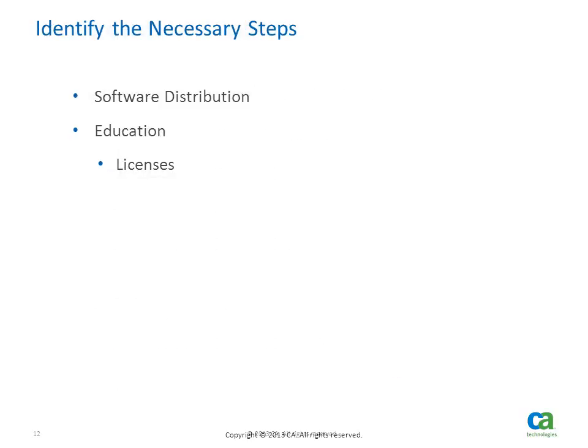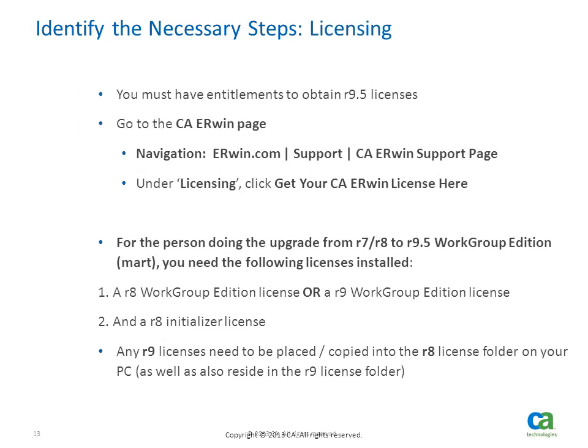So for your upgrade, you want to identify the necessary steps. This consists of software distribution, education, and licenses. You must have entitlements to obtain R9.5 licenses. You want to go to the ERwin page. That's at erwin.com, support, ERwin support. Under licensing, please click Get Your ERwin license here.